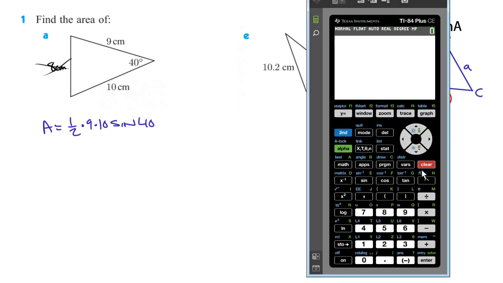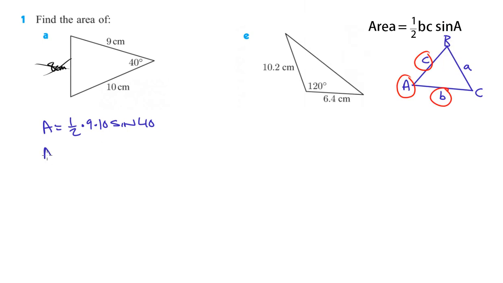So we can literally just put this whole thing right into the calculator as we see it. I'm going to do 0.5 instead of 1/2 times 9 times 10. And then you can simply push, instead of cosine, we got to do sine of 40. And that should give us our area, which is 28.9. 28.9 its area, so it's going to be centimeters squared.